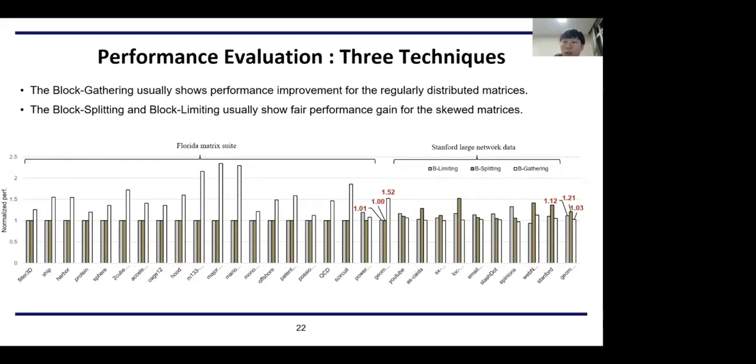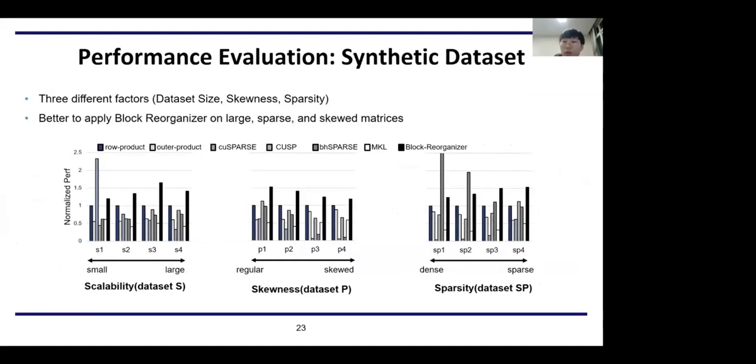To show the general applicability of our method, we tested the effectiveness using synthetic datasets. In the experiments, we changed three different factors: the size, skewness, and the sparsity. In summary, this graph shows that if the matrix gets larger, more skewed and sparser, block reorganizer shows its effectiveness, and shows that our technique is good for large social network data.